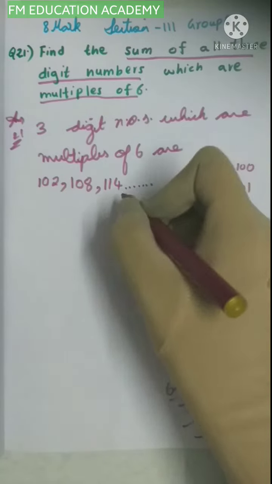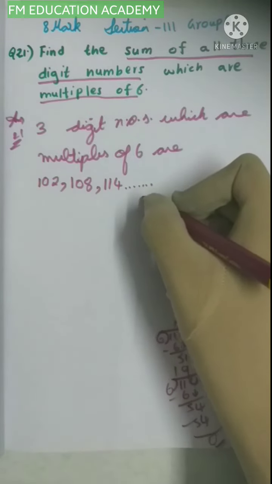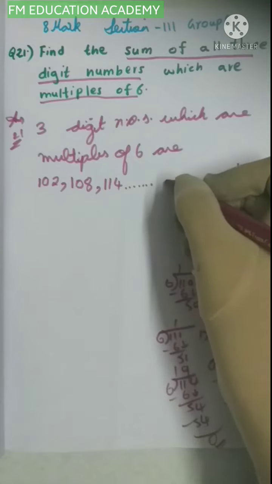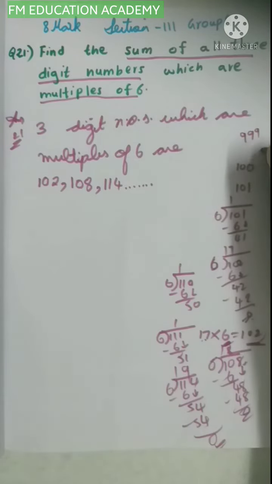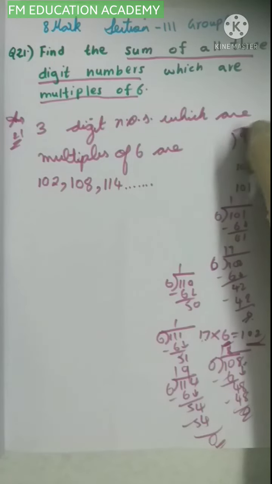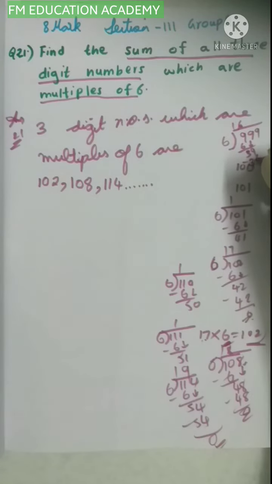Now we have to see the last 3-digit number. How to know the last 3-digit number? We know the largest 3-digit number is 999. So will 999 go in the 6 table? 6 ones are 6, 9 minus 6 is 3, 9, 6 eights are 48, 6 sevens are 42, 6 sixes are 36, 9 minus 6 is 3, 9, 39 will not go. What about 998? 49 we will get, it will not go.